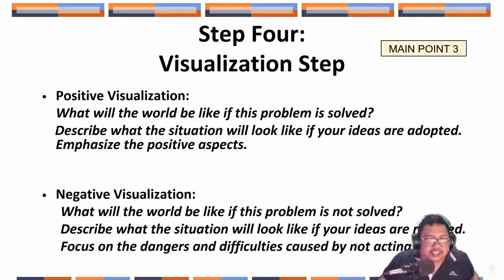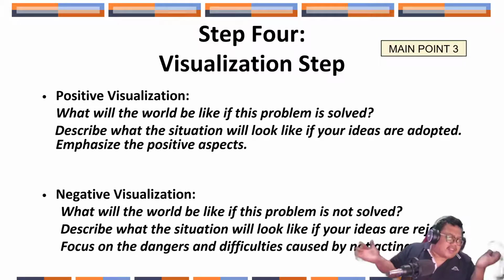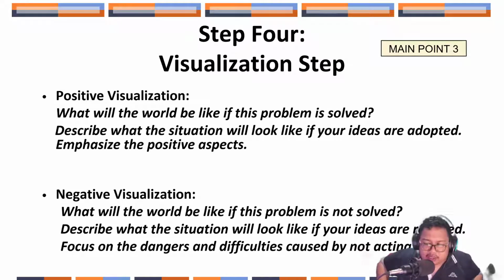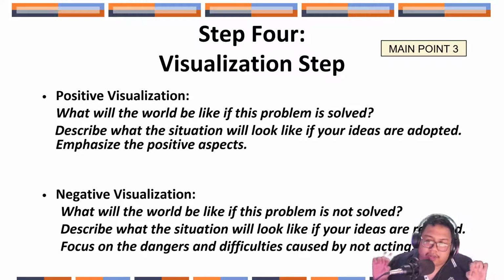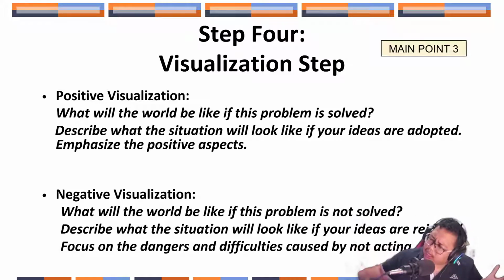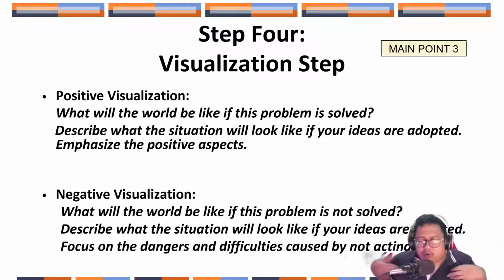Step 4, visualization step. So you have to visualize it. You have two different kinds of visualization, positive and negative. So you try to imagine it. Positive visualization: what will the world be like if this problem is solved? Imagine, if there is no more smoking, maybe the world will be greener. Maybe there won't be global warming, for example. You visualize it, imagine it. You describe what the situation will look like if your ideas are adopted. Emphasize the positive aspects.